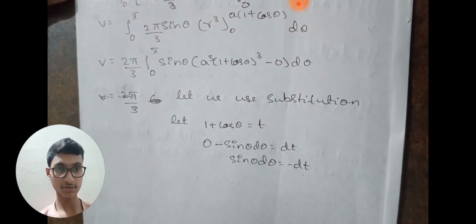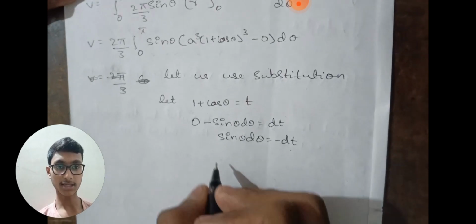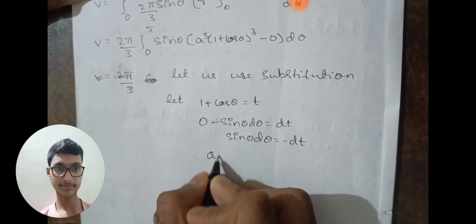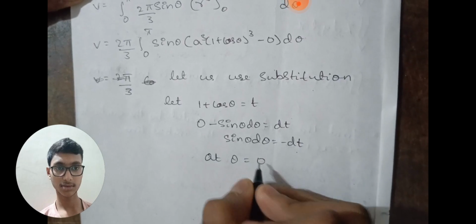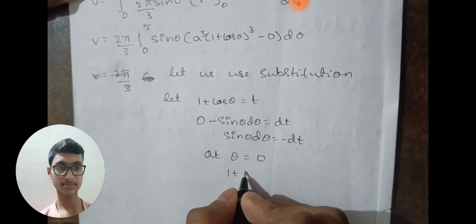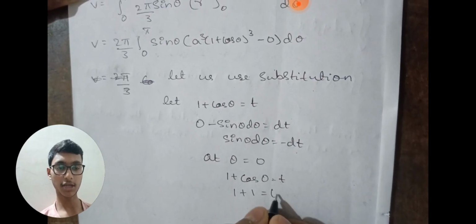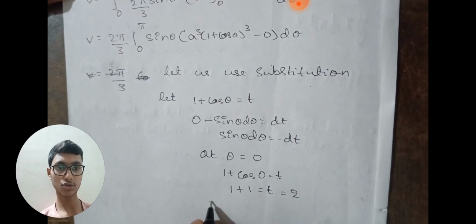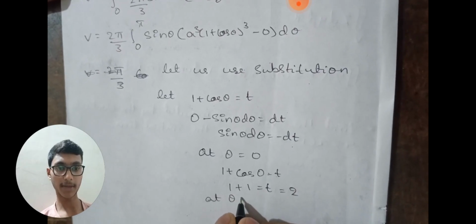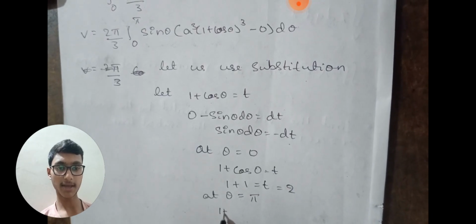While taking substitution, we need to even change the limits. So at theta is equal to 0, 1 will be as it is, 1 plus cos 0 equals t, where cos 0 is nothing but 1. So 1 plus 1 equals t, therefore t is equal to 2. At theta is equal to pi, 1 remains the same, 1 plus cos pi is equal to t.